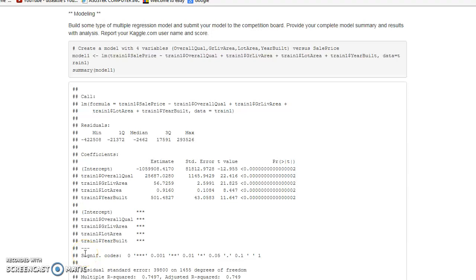Hi, this presentation is for the Data 605 final by Dthonn for spring 2018. This is just the modeling section with the Kaggle competition.